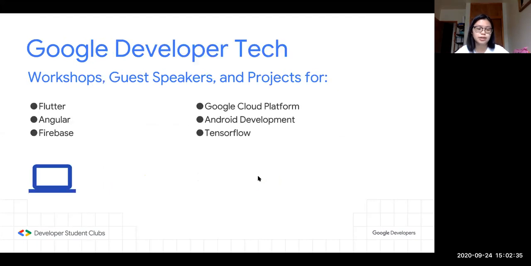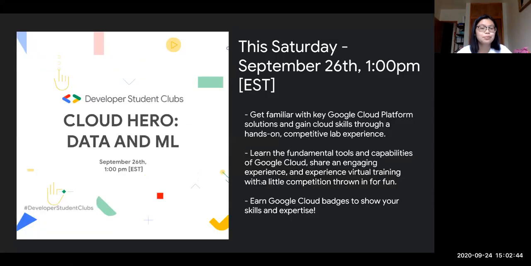Here are some examples of the workshops that we'll be hosting this year, including Flutter, Angular, Firebase, Google Cloud Platform, Android development, and TensorFlow. One specific event I would like to tell you about today is one that will be hosted this weekend, Saturday, September 26th at 1 p.m. EST. We'll be hosting the Cloud Hero Data and Machine Learning Workshop. During this workshop, you can get familiar with the key Google Cloud Platform solutions and learn about the fundamental tools and capabilities of Google Cloud. Also, fun fact, after completing all the labs in this event, you're eligible to receive a Google Cloud skill badge that you can show off to recruiters. Hope to see y'all there.